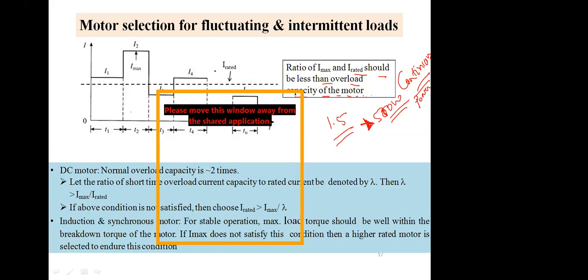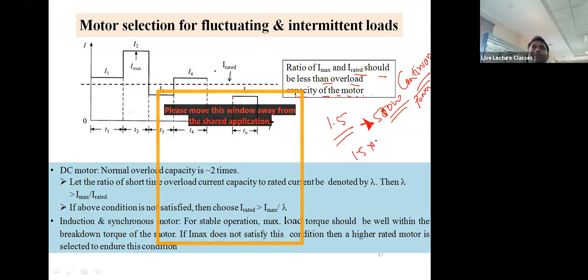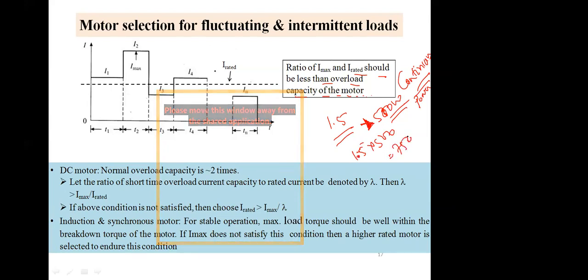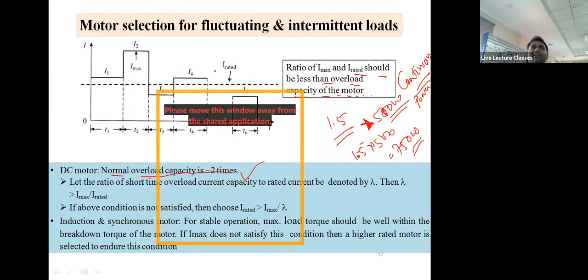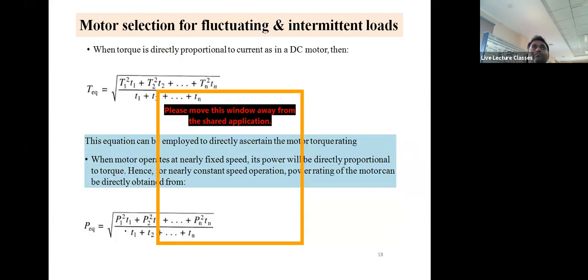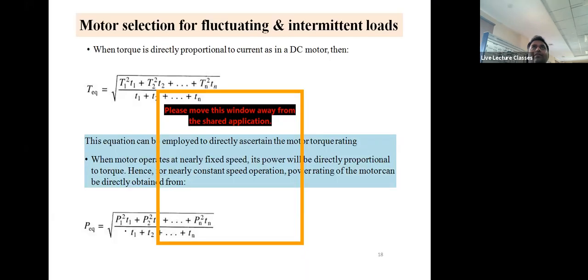There is definitely 1.5 into 500, right? It's 750 watts. But this overload can be taken only for a small amount of time. So the DC motor's normal overload capacity is 2 times. That's a great thing, right? That's very obvious. So that was the end of unit 1, right?